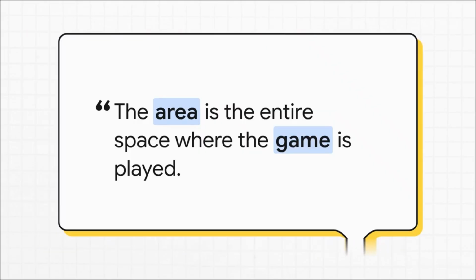Let's go back to that football field for a second, because it's perfect for seeing the difference. The perimeter, remember, was the white line around the field. The area, though, is the entire green turf inside those lines, the whole playing surface. Same field, but two totally different measurements.